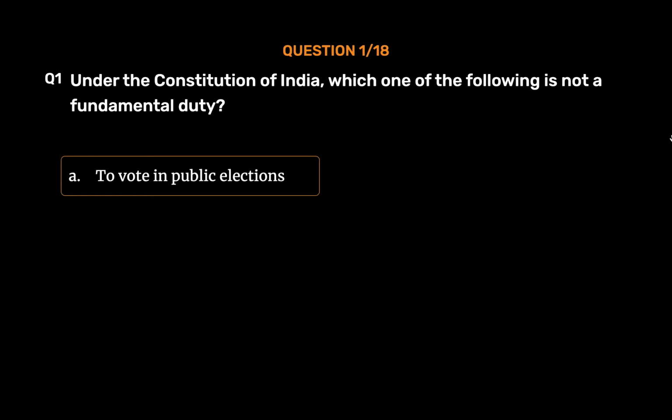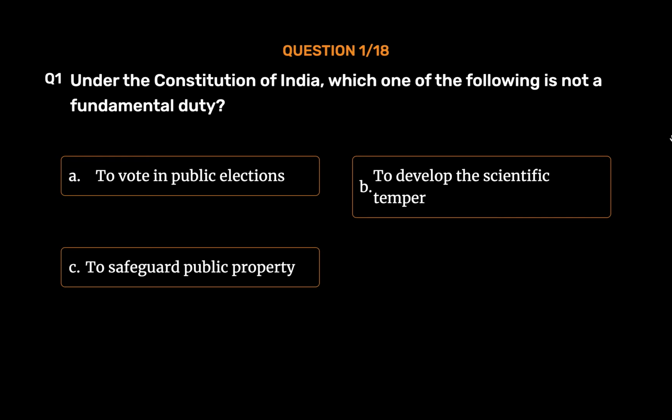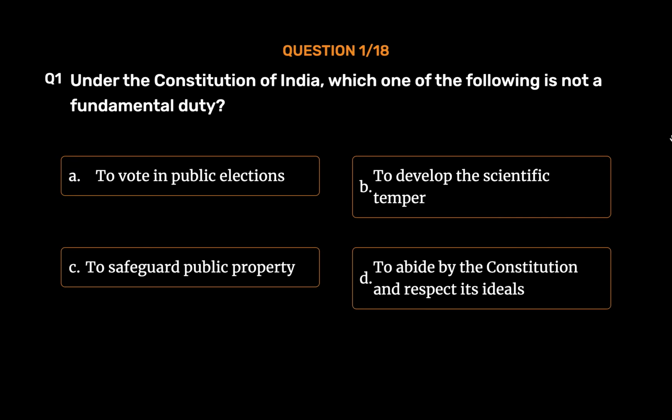Option A. To vote in public elections. Option B. To develop the scientific temper. Option C. To safeguard public property. Option D. To abide by the Constitution and respect its ideals.